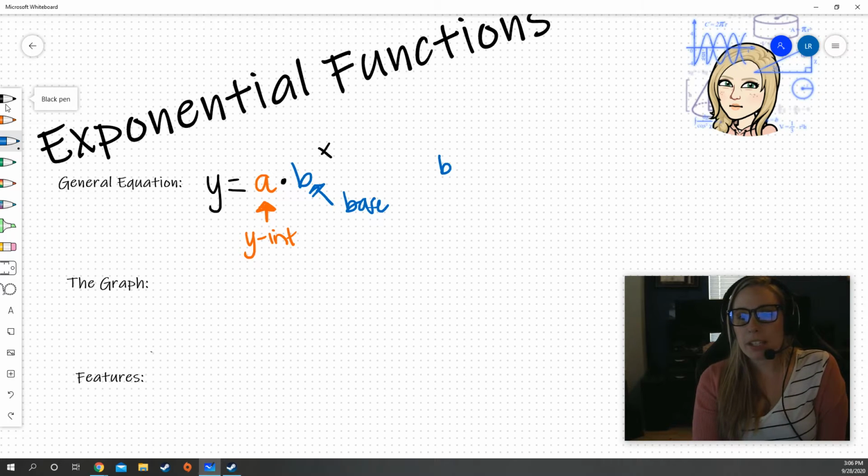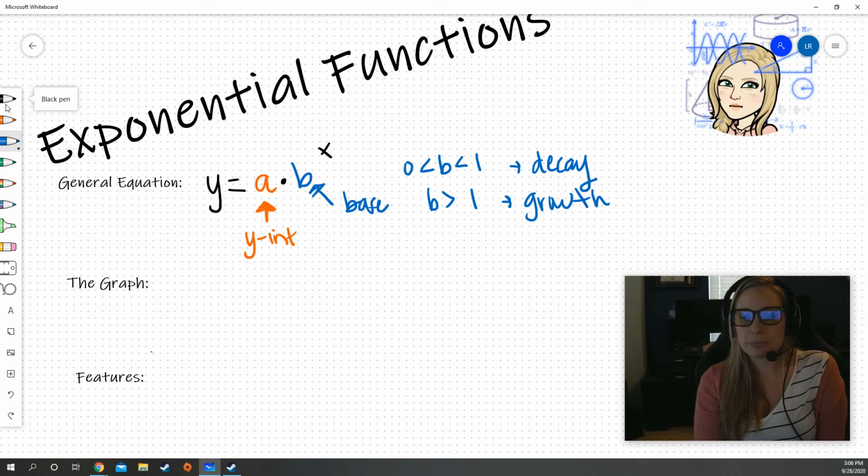Now, if B is between 0 and 1, this is going to be a decay. Between 0 and 1 would be some fraction or some decimal. So if it is between 0 and 1, then you'd have a decay. And if B is greater than 1, then you're going to have a growth. You're going to be increasing.